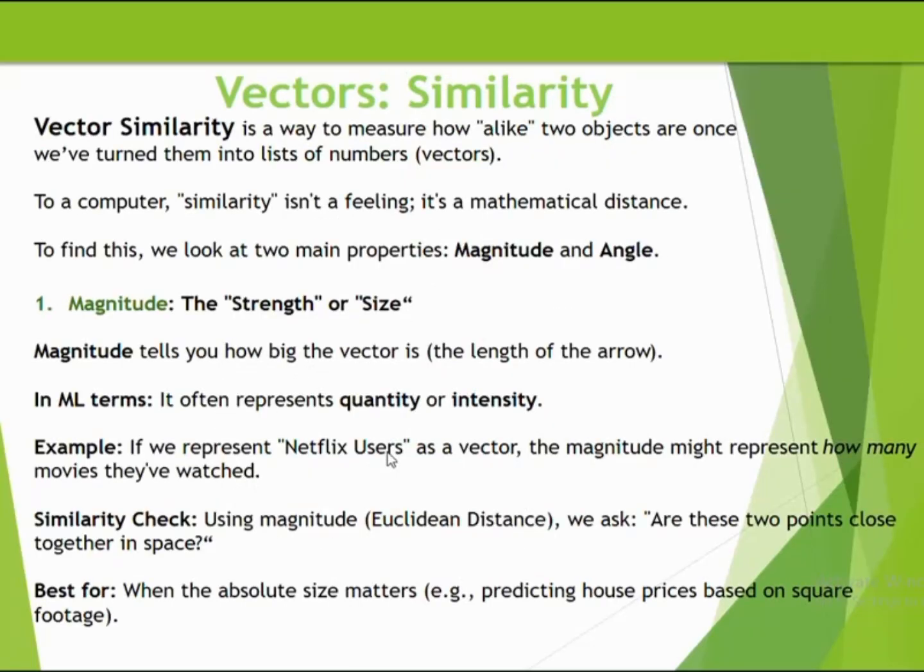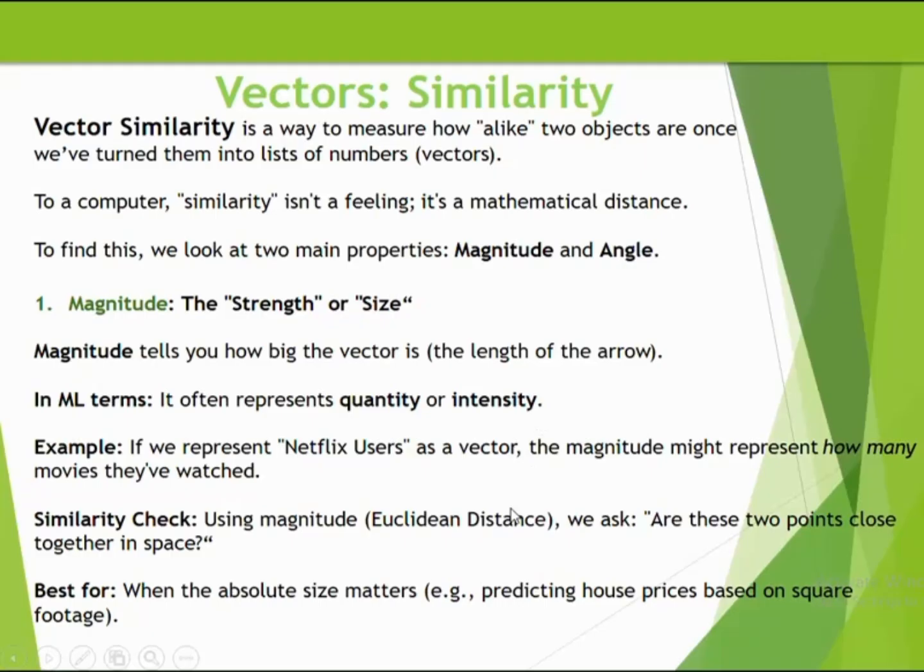Let us now come to the similarity part. What exactly is similarity in vectors, and what is the significance of similarity? Vector similarity is actually a measure of how alike two objects are.